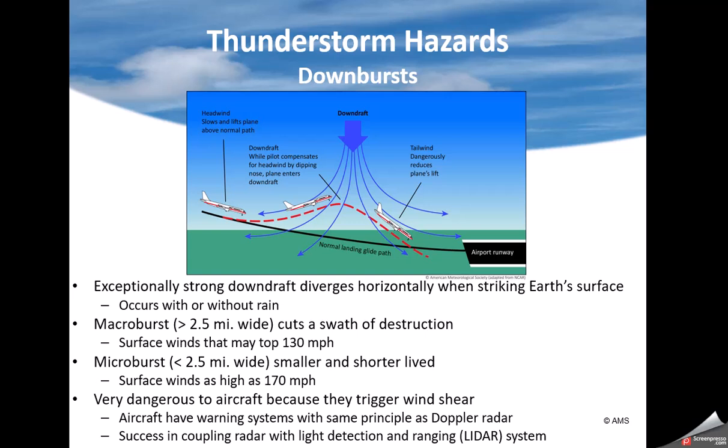Downdrafts, while they don't cause as much damage, we know where they are generally. There are actually Doppler radars at a number of airports that look particularly for these little tiny microbursts that are very small. However, they can change winds by upwards of 170 miles per hour, depending on how the jet is flying.